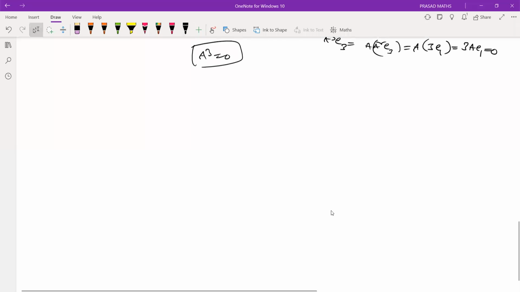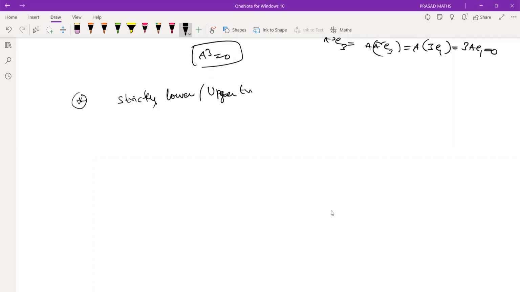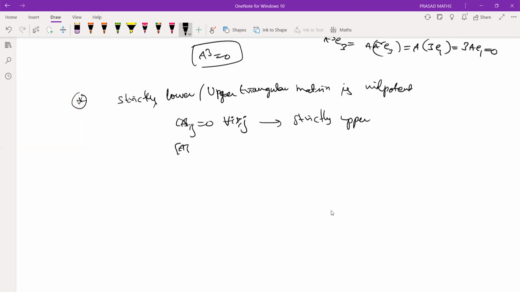The trick is, whenever it is a strictly upper triangular or strictly lower triangular matrix, it is always nilpotent. What is strictly? The ij-th entry of A is 0 for every i greater than or equal to j. This is strictly upper triangular. The ij-th entry of A is 0 whenever i is less than or equal to j. This is strictly lower triangular.